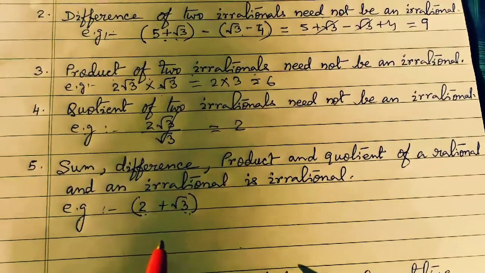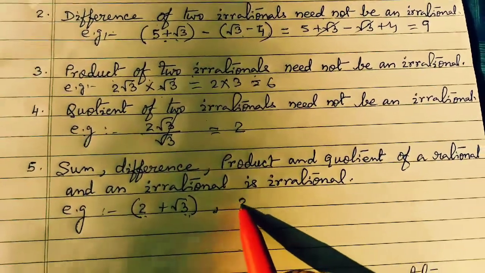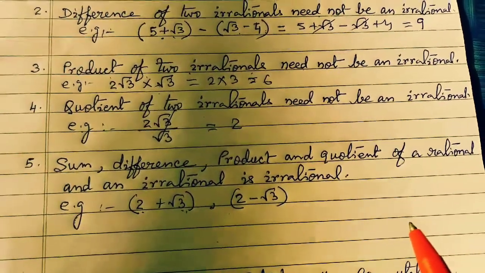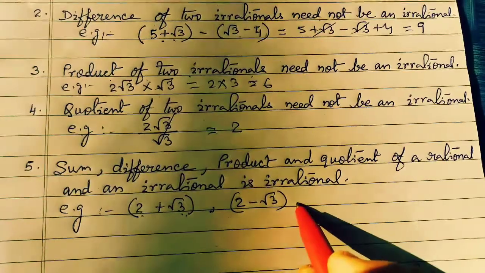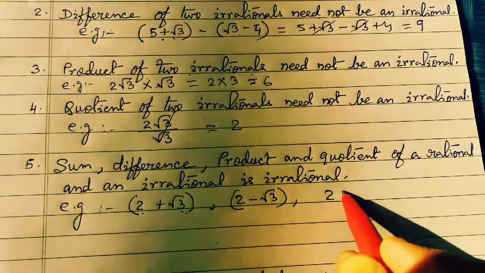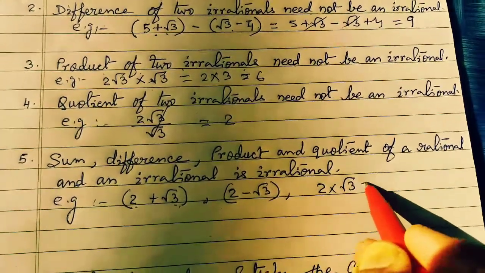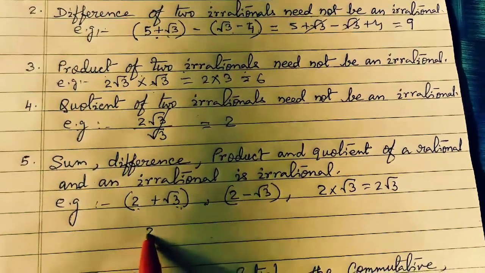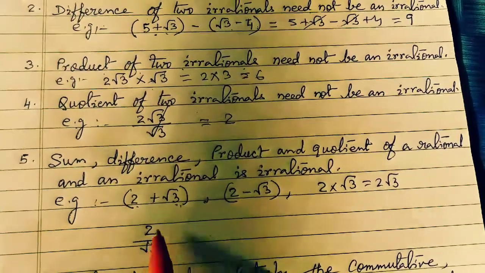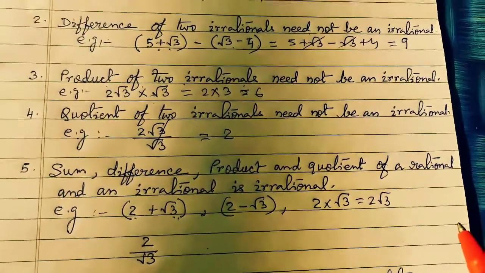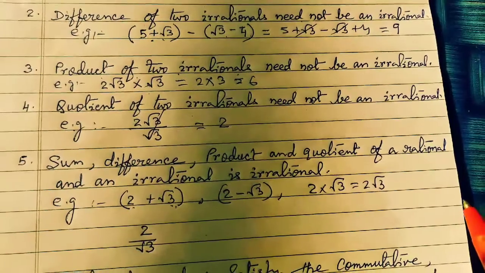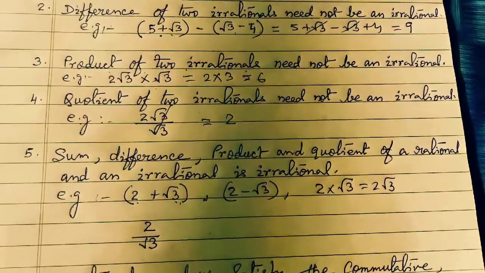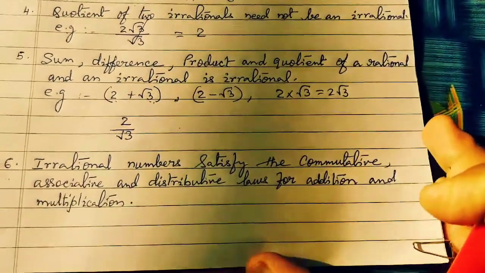Similarly, if we subtract, 2 minus root 3 is also an irrational number, a rational and an irrational. And the third, if we multiply 2 and root 3, 2 is rational and root 3 is irrational, we get 2 root 3, so 2 root 3 is an irrational number. Similarly, if we divide 2 by root 3, that is also an irrational number. So the sum, difference, product and quotient of a rational and an irrational is always irrational. Now the next part will follow here.